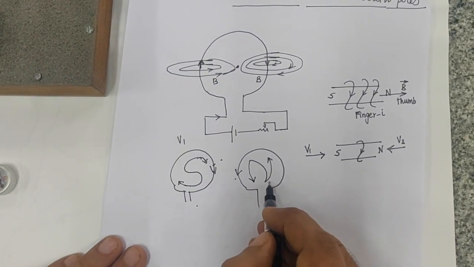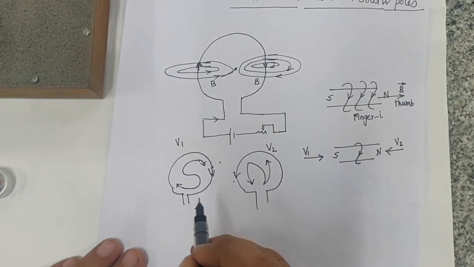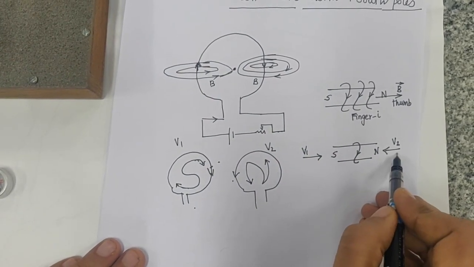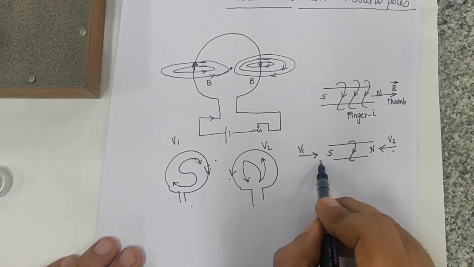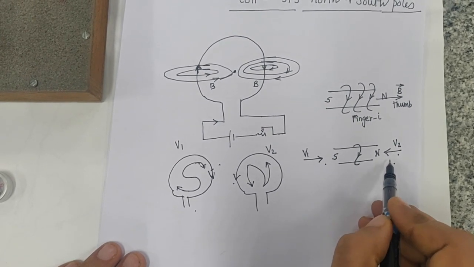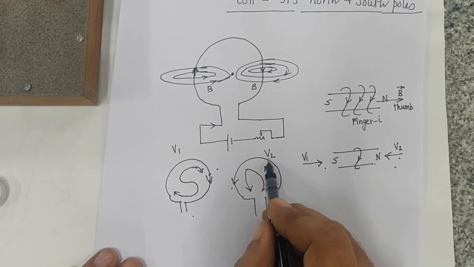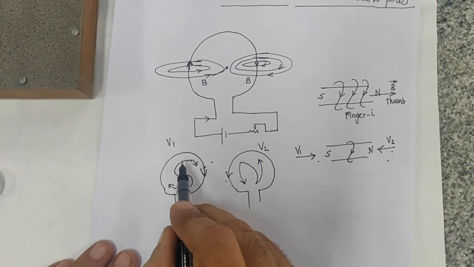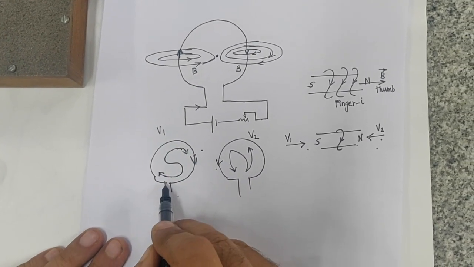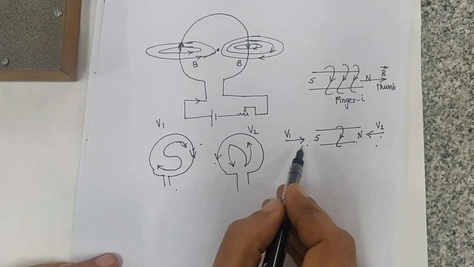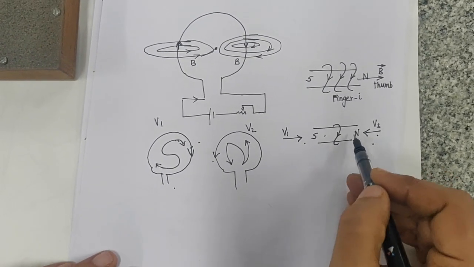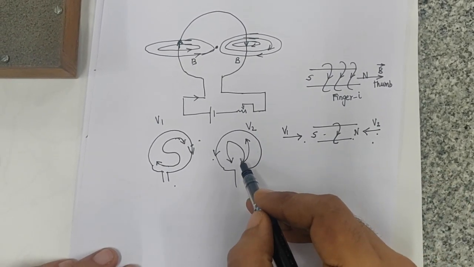What this says is that, depending upon which side you're looking at, it will be either south or north, depending upon whether the current is moving anti-clockwise or clockwise. If it's moving clockwise, it's south from where you're seeing, and if it is moving anti-clockwise, then it's north from the side you're seeing.